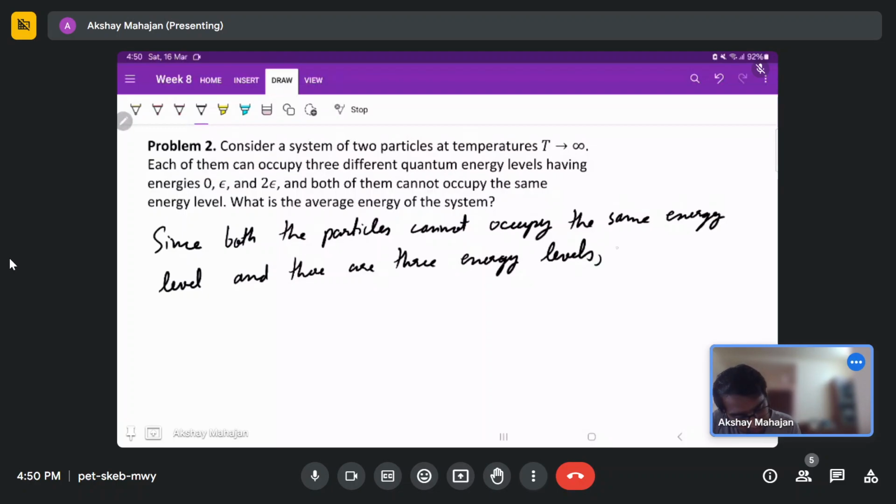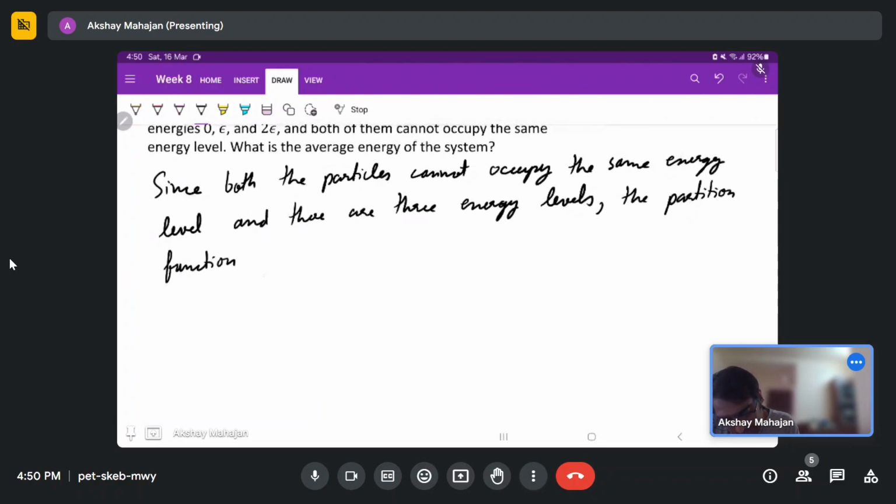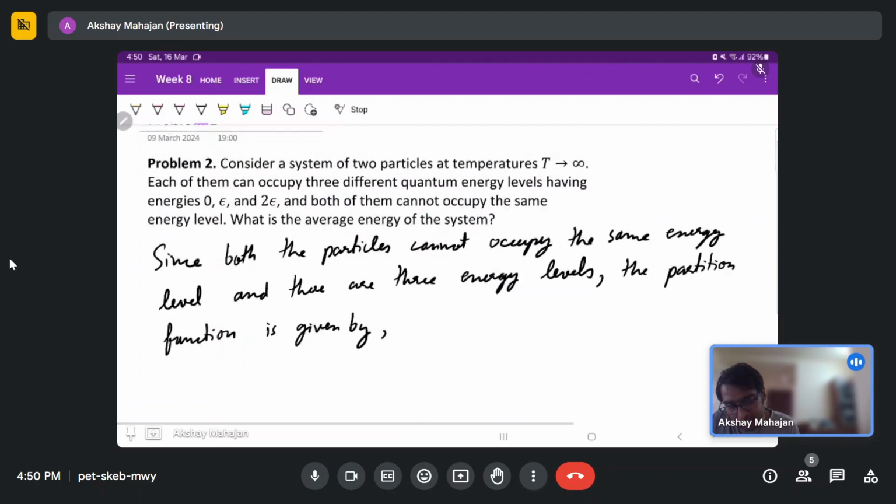The partition function is given by. So basically what is given in the problem is that you have three options.